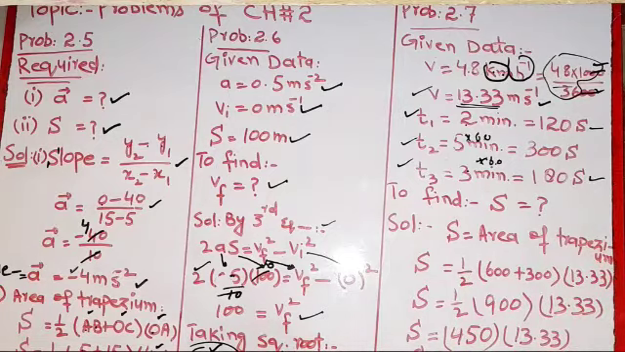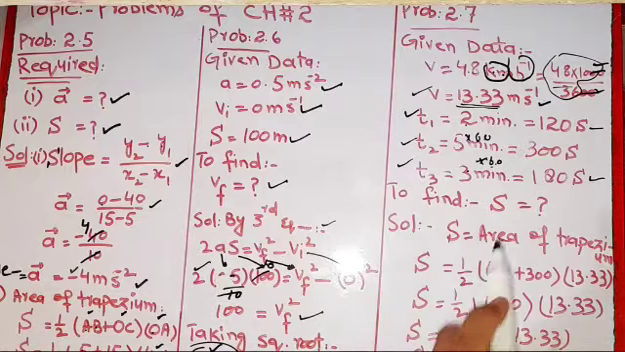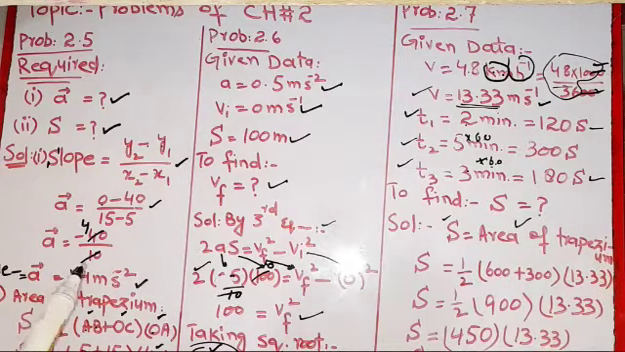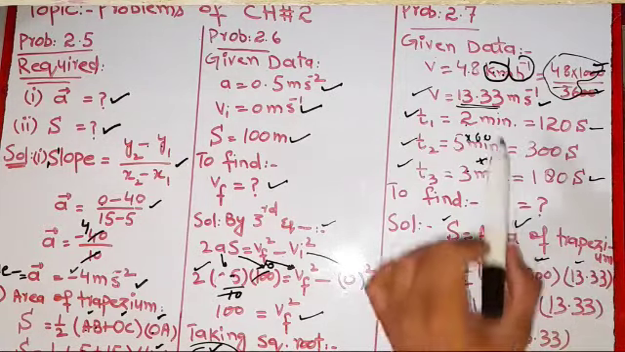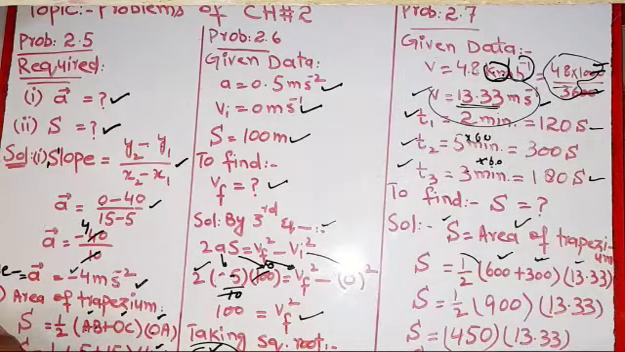We have to find here the distance s, and to find the distance of an object, if it is a geometrical figure, then we will equate it to the area of the trapezium, so that we can find the total distance covered by that object. Area of the trapezium is equal to half into the sum of parallel side 1 and parallel side 2 multiplied by its height. By putting the values, s is equal to half into parallel side 1, which is 600, parallel side 2, which is 300 meters, and the height is 13.33 meter per second. We found it in the previous procedure.